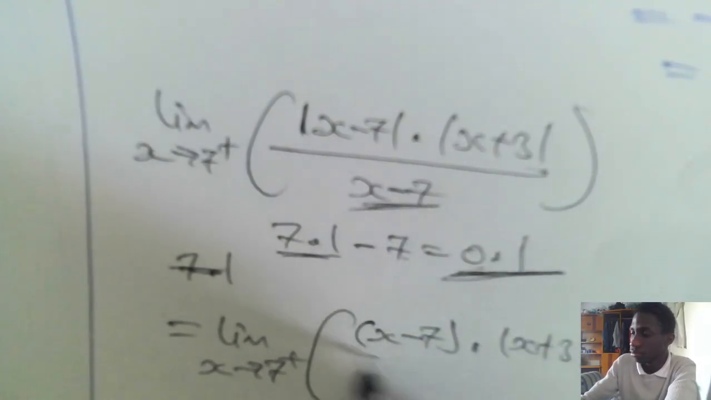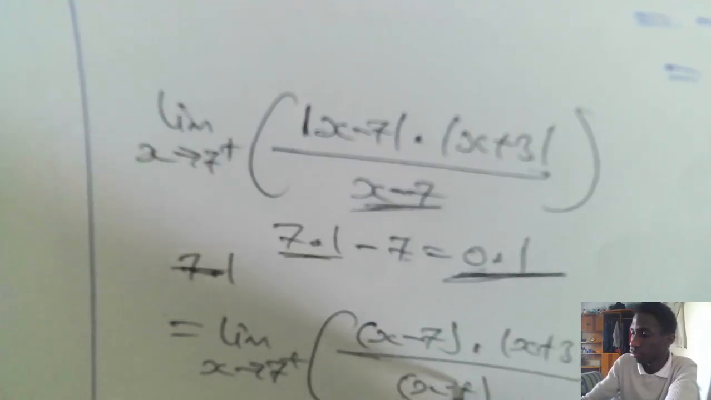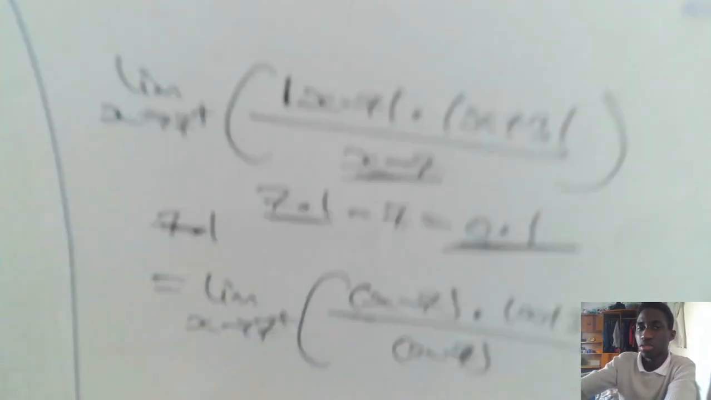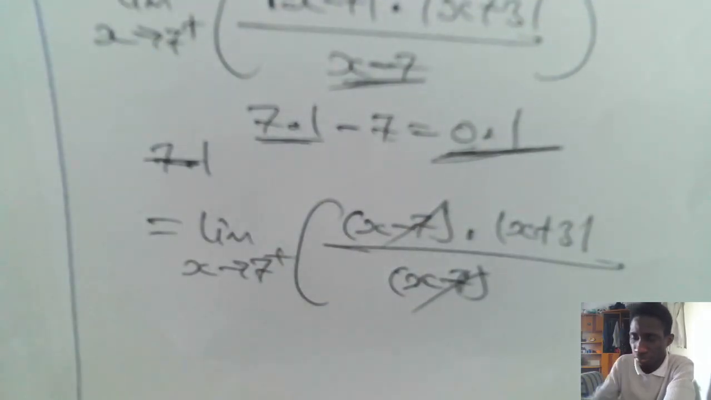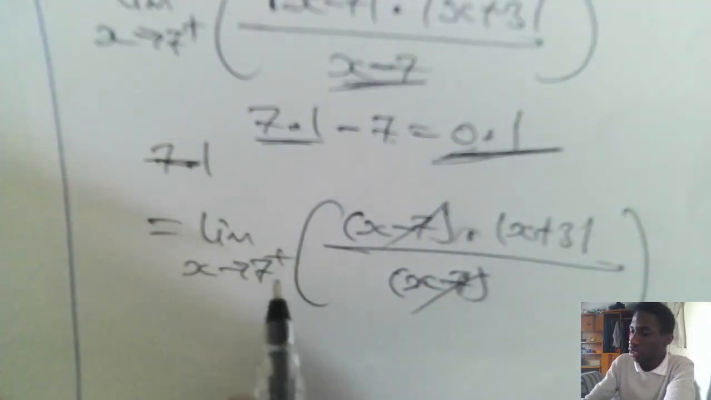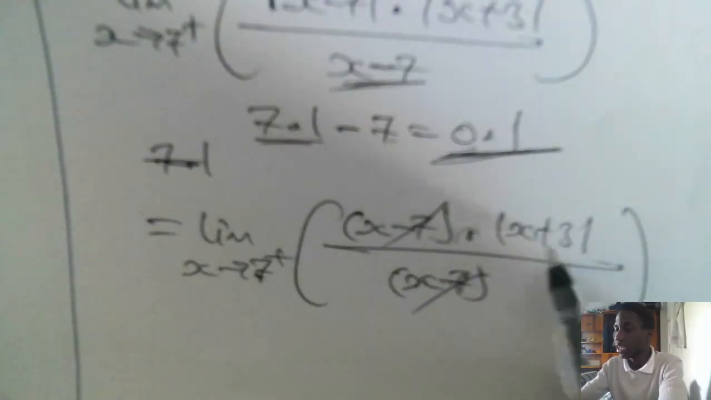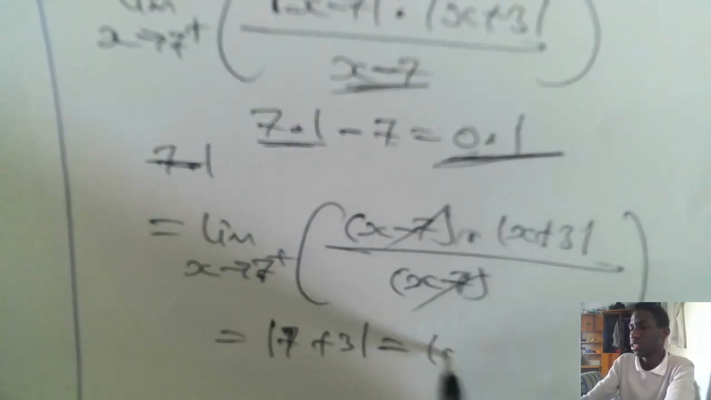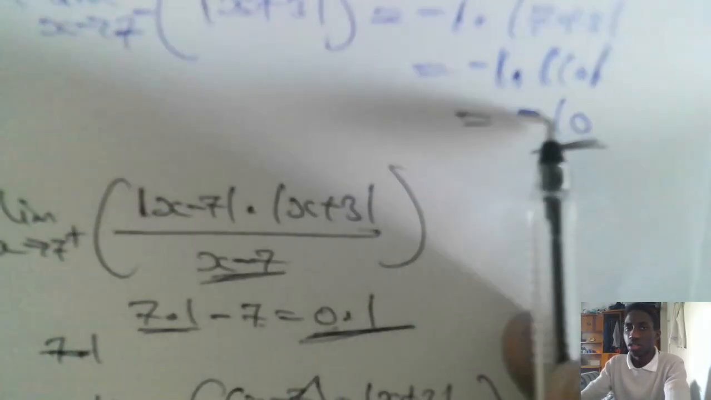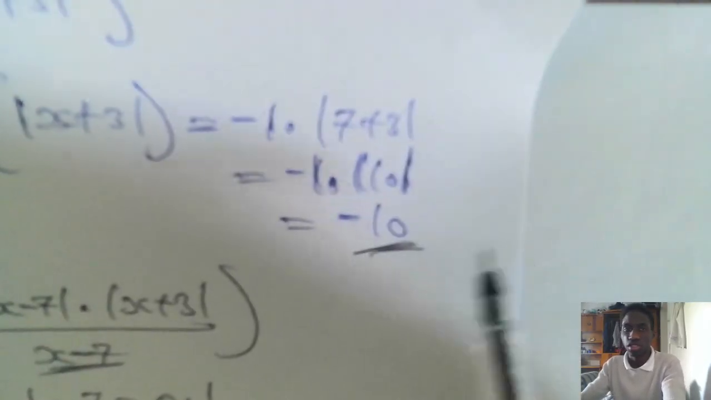So you end up having something like this, where this can knock off this, and of course, putting 7 where you see x gives you the absolute value of 7 plus 3, which gives you 10. When we approached from the left, we had minus 10, but now we have a 10 approaching from the right.